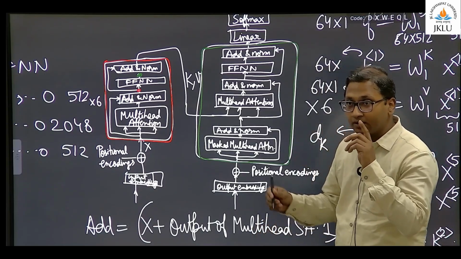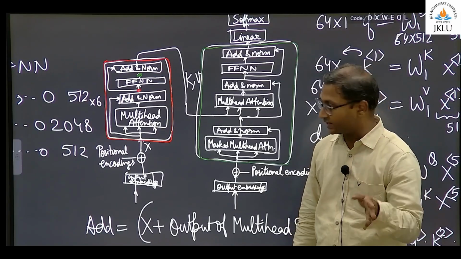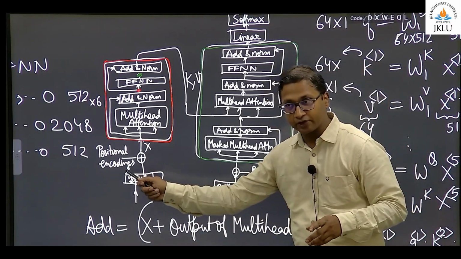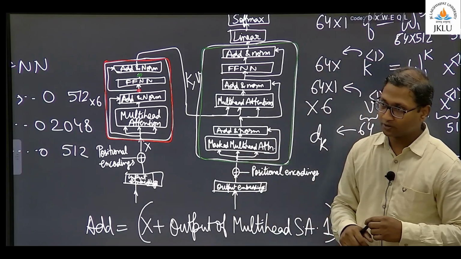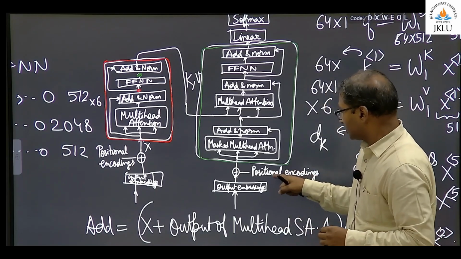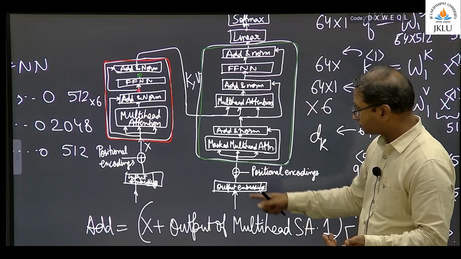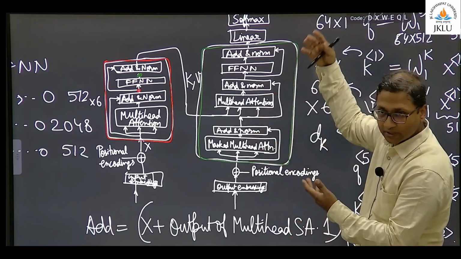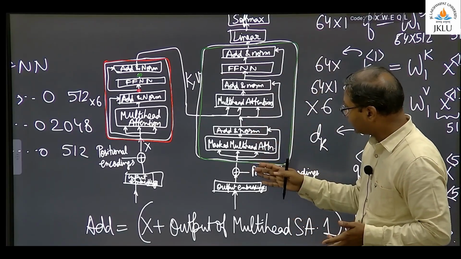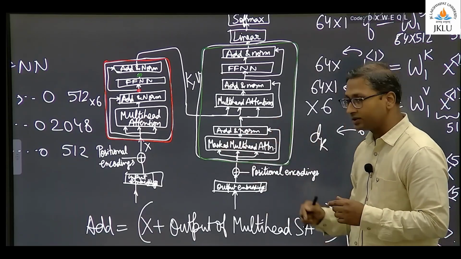See, this paper was written to solve which problem? Translation. So this is for your source language, this is for your target language. Okay. So same thing you do, positional encoding and so on. You start with maybe a start token, because you are supposed to generate things now. And what is masked multi-head attention?